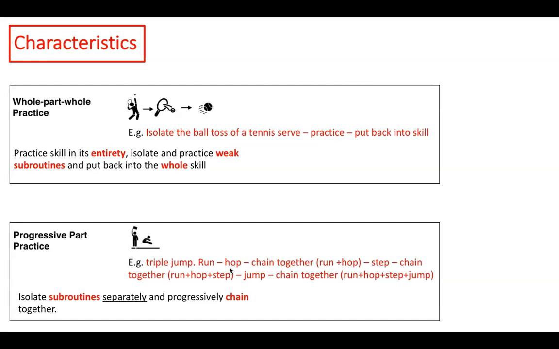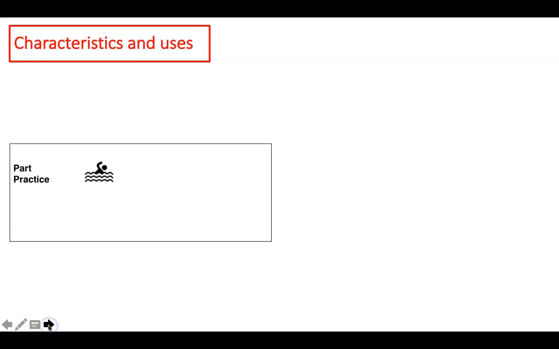They are the 4 practice types we're going to be looking at in the lesson. They are your key descriptions with examples. We also need to be able to compare, or potentially compare, therefore we need more information with regards to these types of practice. So we're first of all going to look at part practice. So we've looked at what it is, it's isolating skill into subroutines, and we've given an example. Now, a strength for part practice, or the uses, i.e.